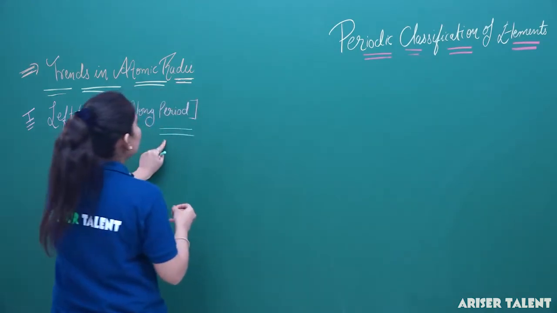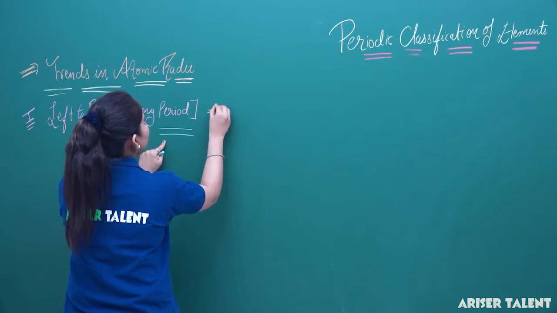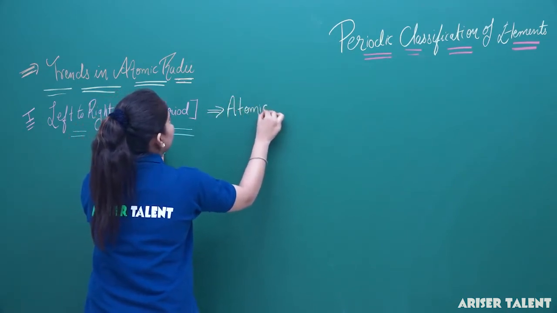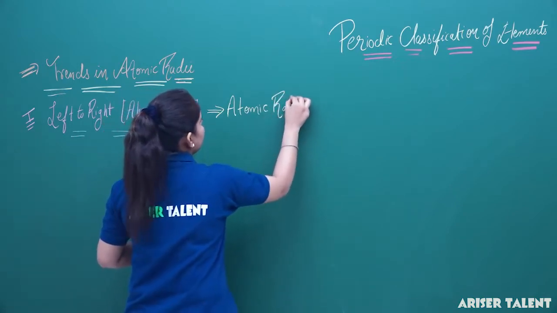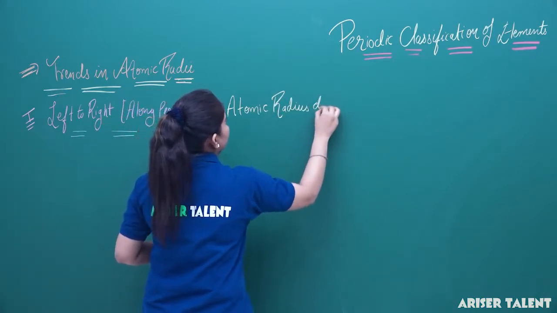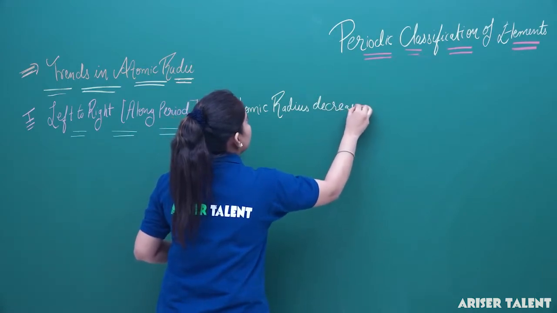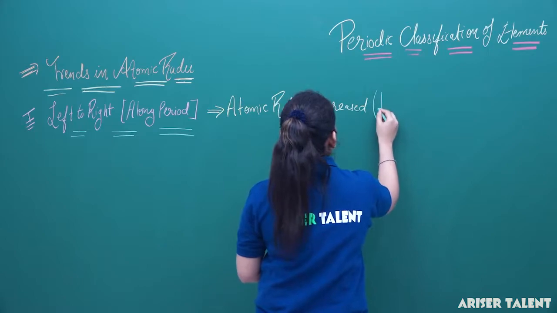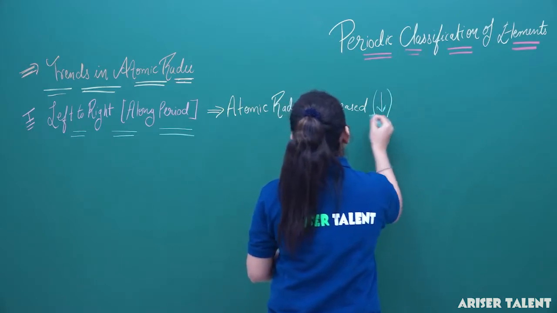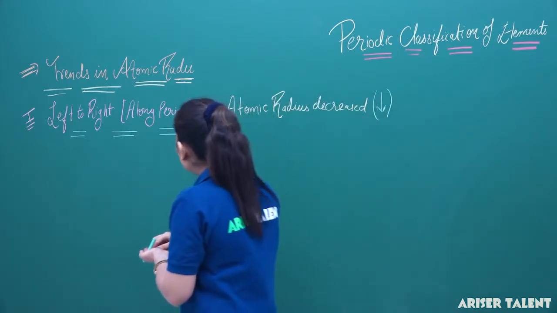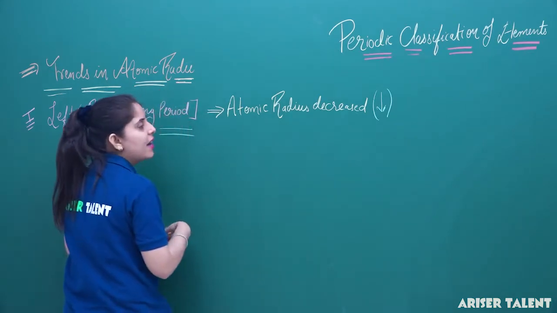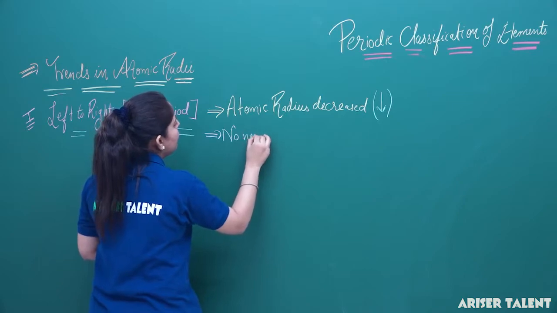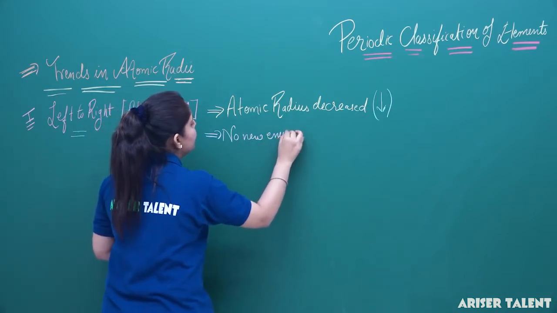So from left to right, along the period, atomic radius is going to decrease. Why in moving from left to right is the atomic radius decreasing? Atomic radius is decreasing because no new energy shells are added. Firstly, this is the reason: no new energy shells are added.